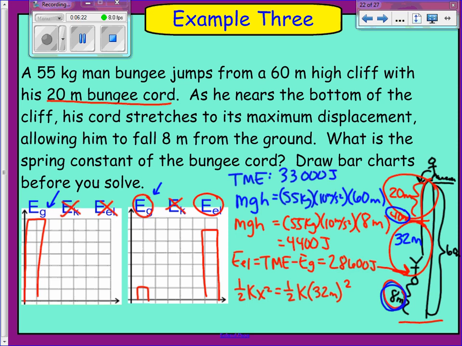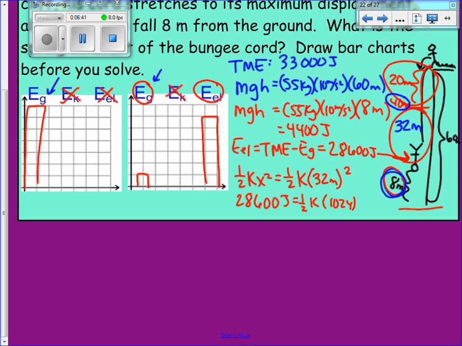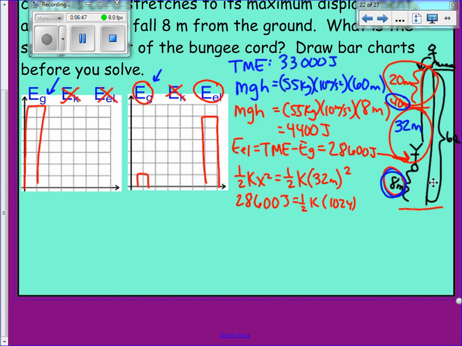Okay, so now I'm going to set that equal to 28,600. So 28,600 joules is equal to 1/2 k, and then let's do 32 squared right now. 32 squared gives me 1,024. And if I solve for k, I'm going to do 28,600 divided by 1/2 and divided by 1,024. That gives me my spring constant of 55.86 newtons per meter.